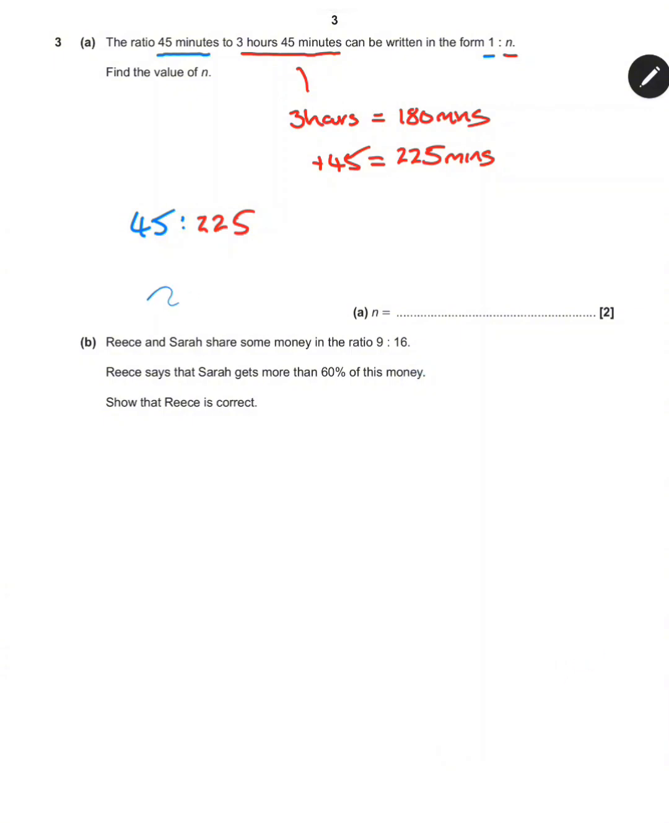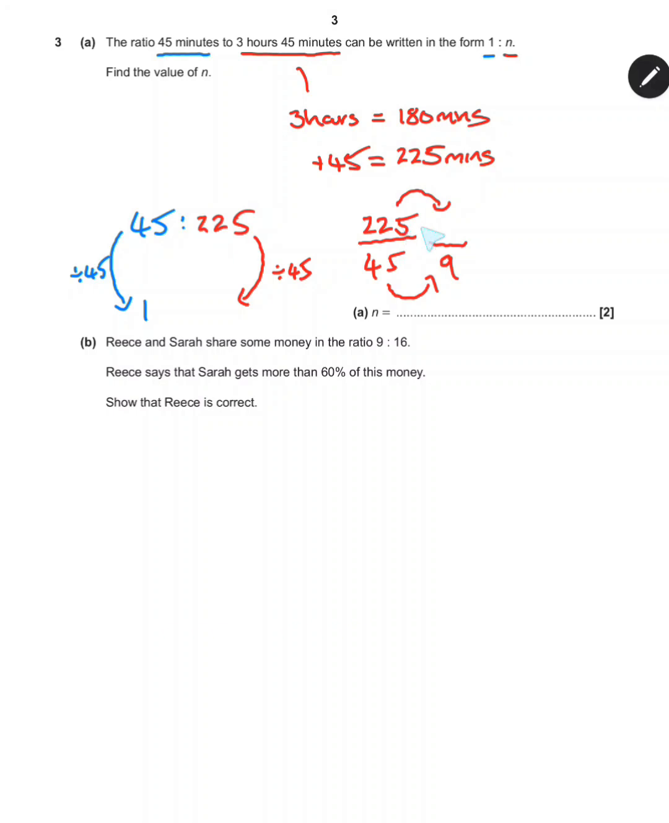So I'm looking for a 1 down here. In order to turn this 45 into a 1, I'm going to divide by 45. And if I'm going to do that to one side of the ratio, I need to do that to the other side of the ratio. So that's what I'm looking for. I'm going to do 225 divided by 45 as a fraction. And what I'm looking to do is simplify this division. Well, I know that 45 divides by 5 to give me 9.